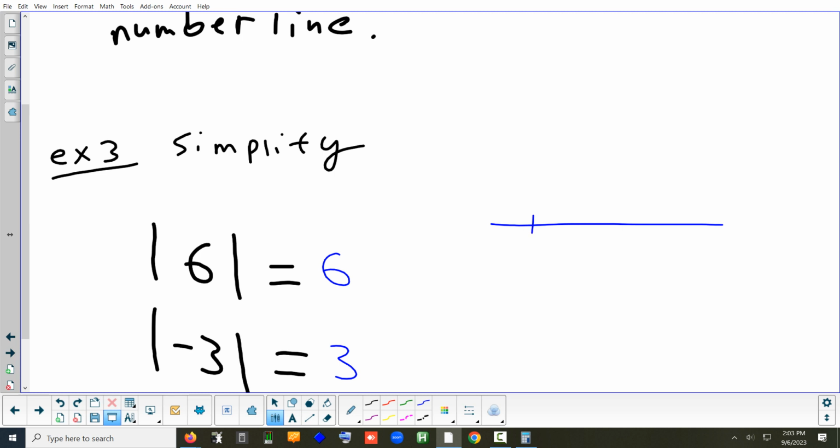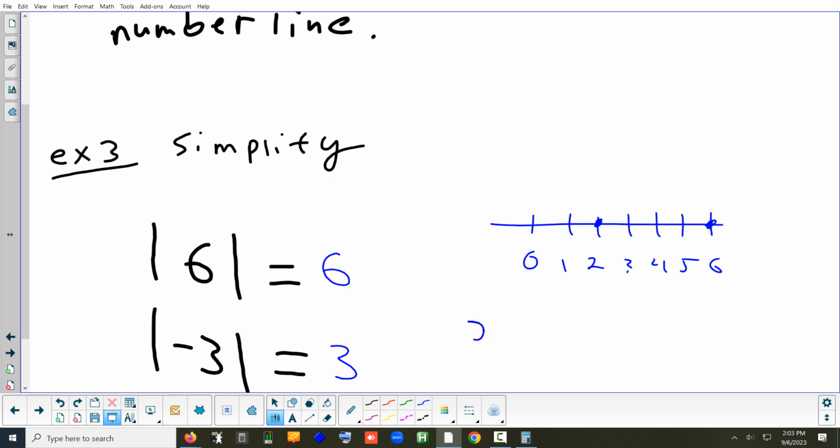But what if you had something like 0, and then you had something here and something here, and you want to find out how far apart those two are? What operation could you use to figure out how far apart just any two numbers are? Subtraction, right? If you want to find out how far apart 2 is from 6, it's 6 minus 2. It means they're 4 units apart. You have to subtract them.